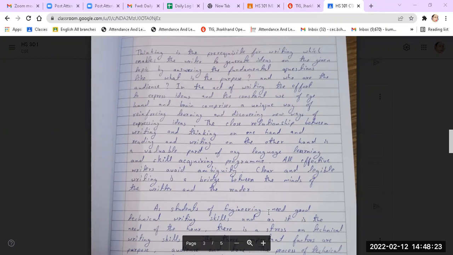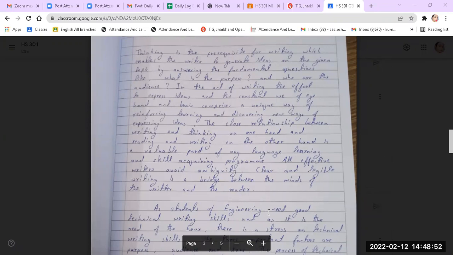That is the thing. So writing skills develop करना, that means you have a good vocabulary power. You have a very deep grip on English grammar. Then only your writing skill will be effective. The close relationship between writing and thinking on one hand, and reading and writing on the other hand, is a vulnerable part of any language learning and skill acquiring program.